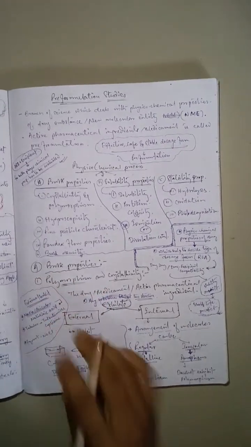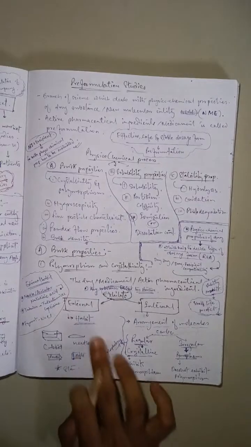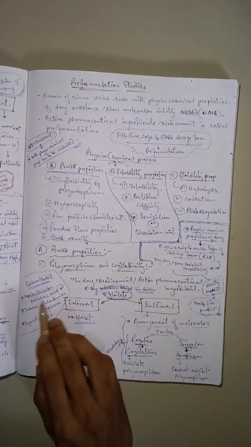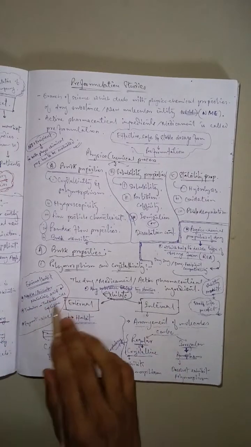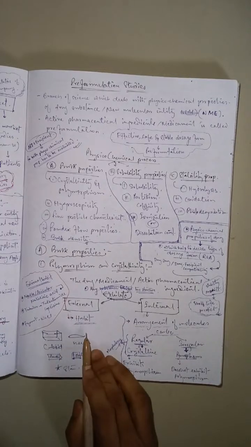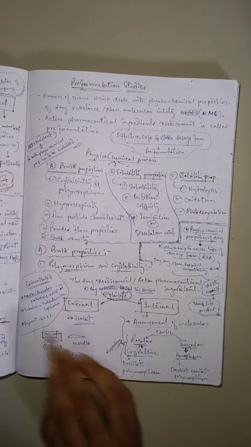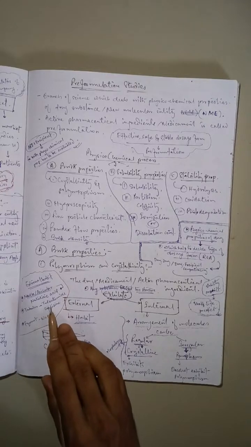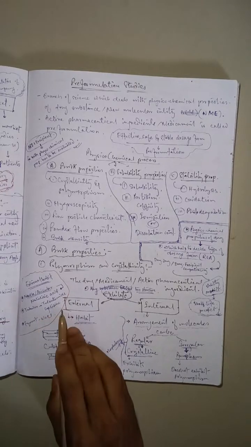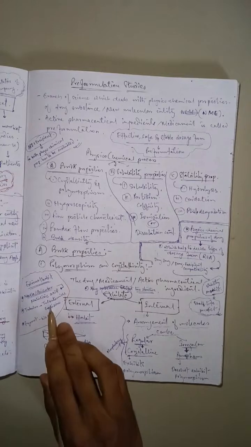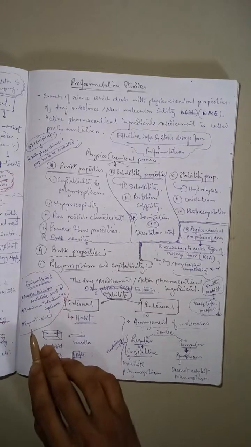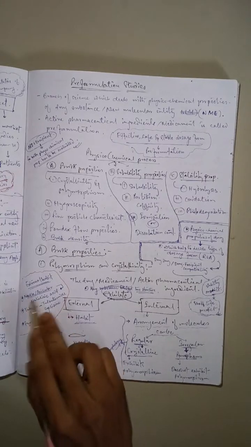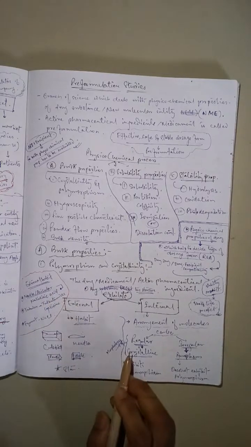The most important point you have to remember, which is asked in the question, is the external habit. Needle-like is called acicular. Example is nalidixic acid. If it is tubular, then the example is tolbutamide. Tubular shape is tolbutamide. Needle shape is nalidixic acid.